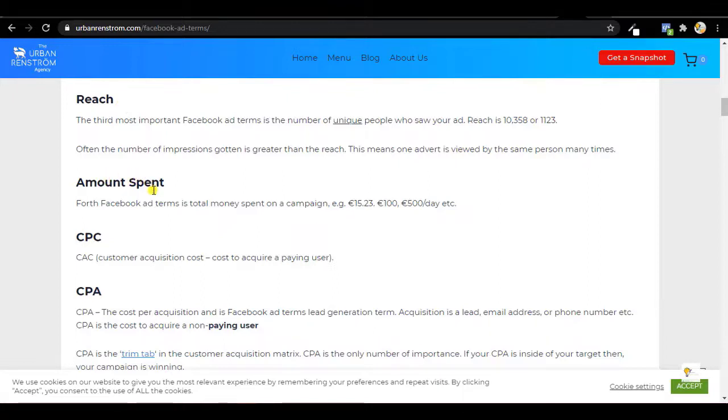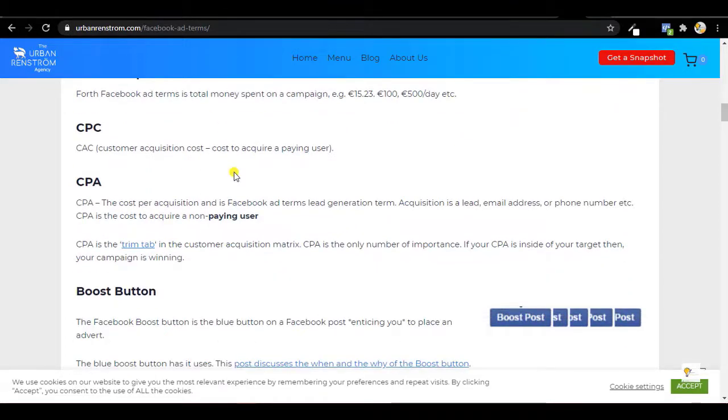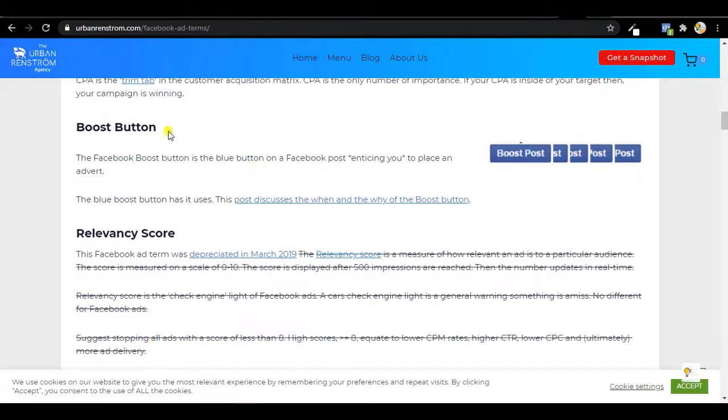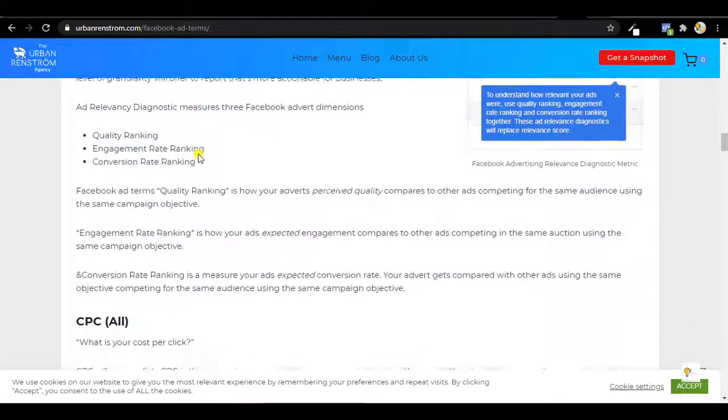Amount spent, for Facebook ads, let's not waste our time, is the amount you spend on ads on a daily basis. Your CAC is the cost of acquiring a customer that pays you. This one is the cost of acquiring a customer that actually gives you their information. Boost button is if you are running the ad from the Facebook page directly instead of from the Business Manager. You can just go through this.